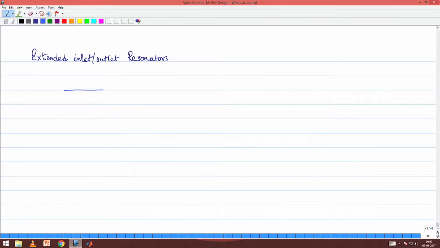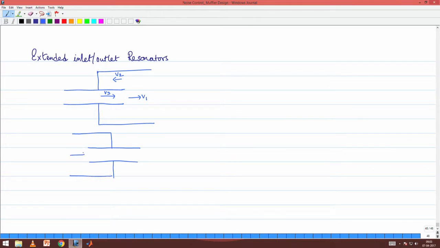So, the idea is again pretty simple. You will have, this is an extended inlet resonator, wherein you have an incoming condition which is denoted by 3, the outgoing condition is denoted by 1, and here you have another bypass line which is denoted by 2.